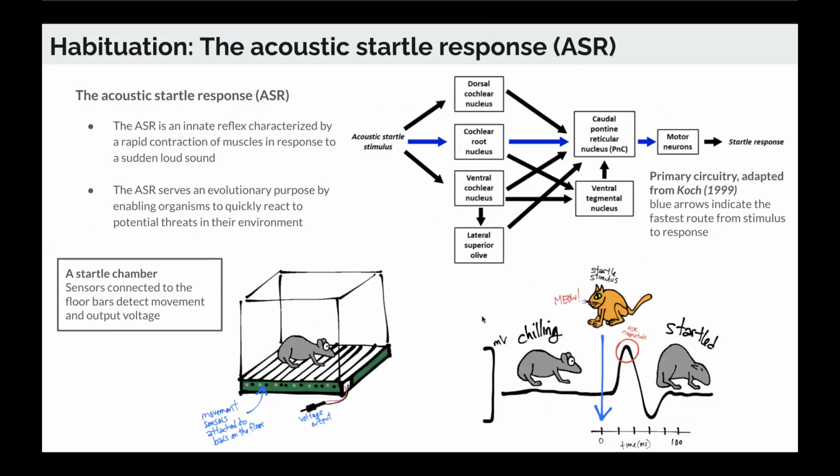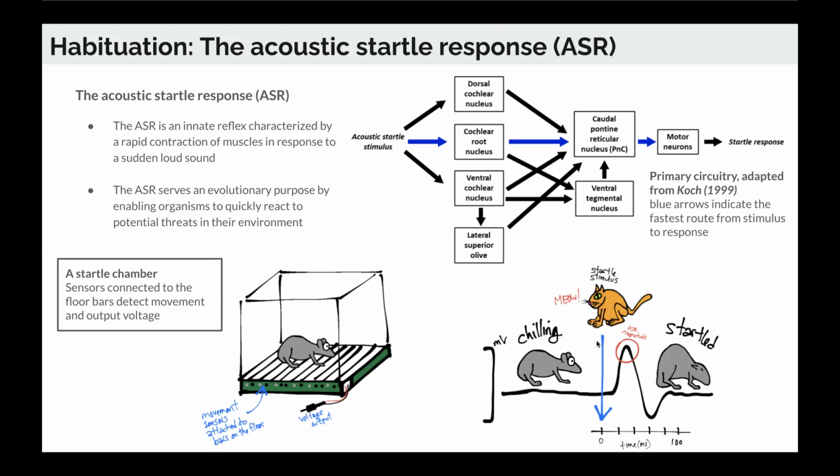Let's move on. Another approach to study habituation is the acoustic startle response. What is acoustic startle response? You can have an animal in a startle chamber, for example, like in this image, and you have a grid that can detect the motion of the animal. And when it's startled, as I told you, it's an innate reflex characterized by rapid contraction of muscles. So when there's a sudden noise or something happens, the animal contracts because it's like safety.